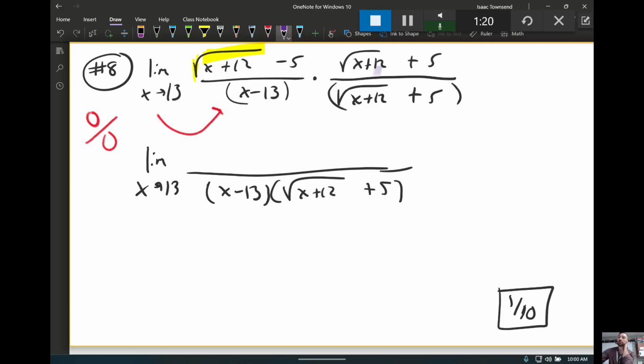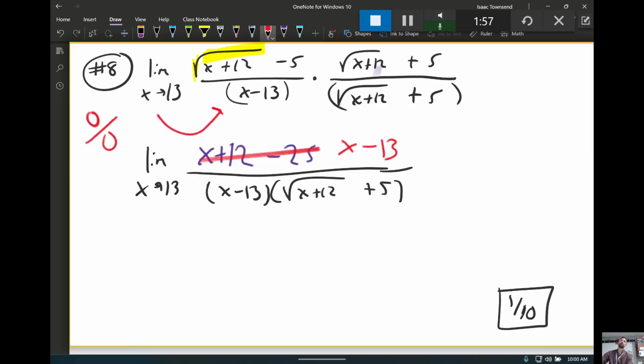So the first part of FOIL, square root of x plus 12 times square root of x plus 12, would be x plus 12. You can write down the next two steps or not, because it's always consistent. The outer part of FOIL and the inner part of FOIL are always going to cancel when you multiply something by its conjugate. So the next part would be the negative 5 times 5, the last part of FOIL, which would be minus 25. And then combine your like terms. Instead of saying plus 12 minus 25, make it say minus 13.